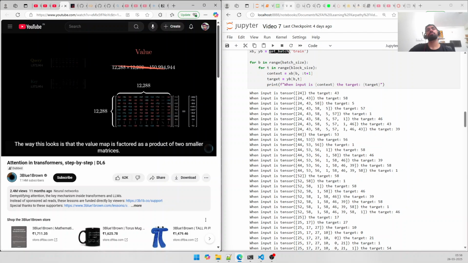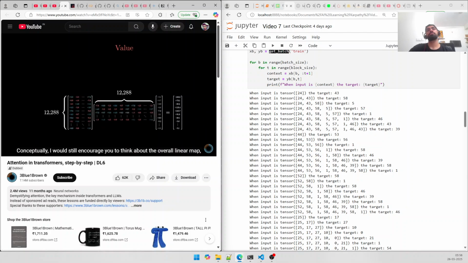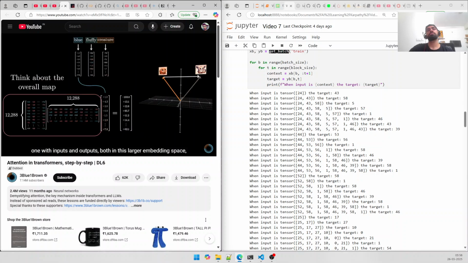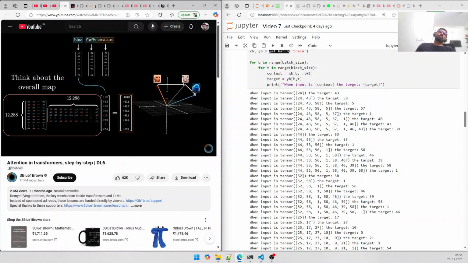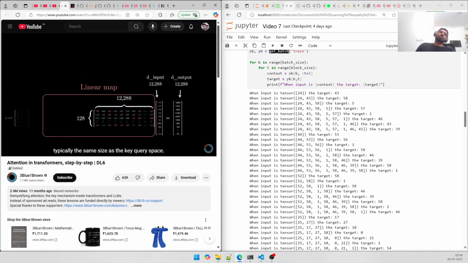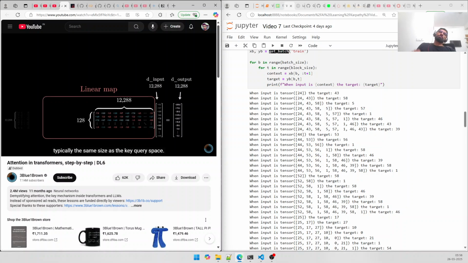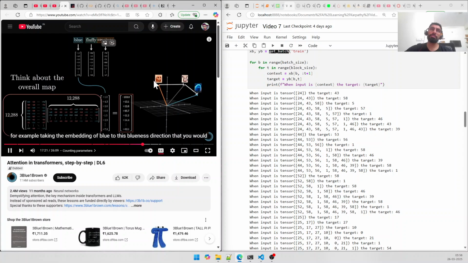The way this looks is that the value map is factored as a product of two smaller matrices. Conceptually, I would still encourage you to think about the overall linear map, one with inputs and outputs both in this larger embedding space, for example, taking the embedding of blue to this blueness direction that you would add to nouns. It's just that it's broken up into two separate steps. The first matrix on the right here has a smaller number of rows, typically the same size as the key query space.